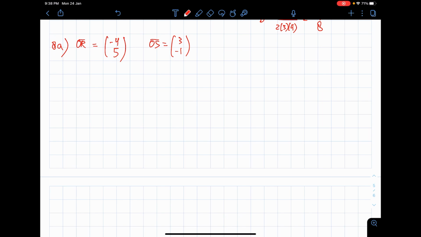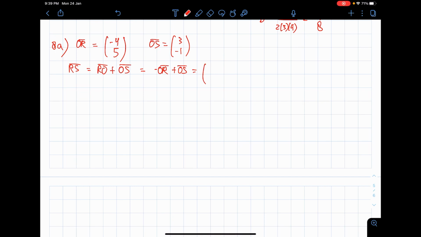Find a vector that represents the translation from point R to S. So this is basically asking for the vector RS, how you go from R to S. So this is RO plus OS, or that is negative OR plus OS. Sum the two vectors together.